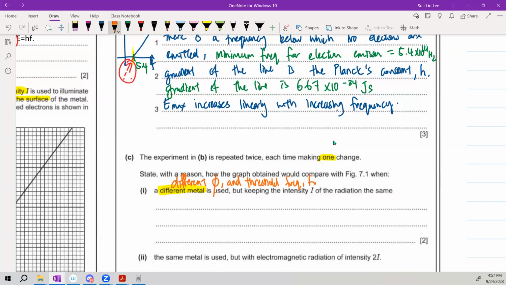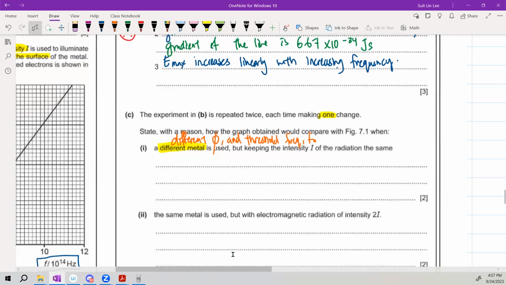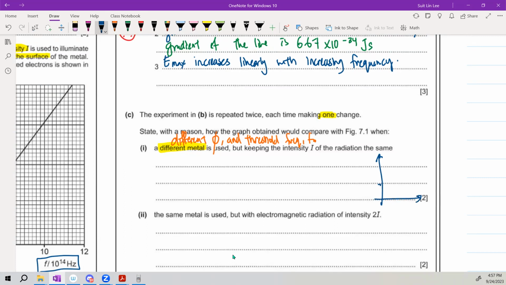Threshold frequency f naught. Okay. So that means I expect, I'm going to draw the original graph here. This is the graph looking like this. This was my threshold frequency, f naught. So the f naught will change, either move forward or move backward. So I'll mention this: different metal, different threshold frequency. They didn't say whether the threshold frequency increases or decreases, so I don't know. It could be either direction.